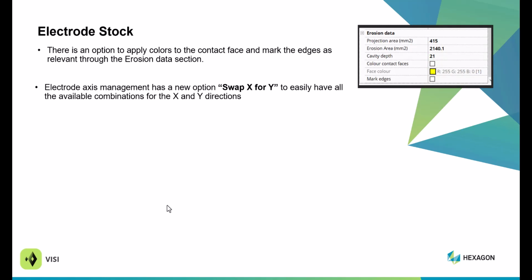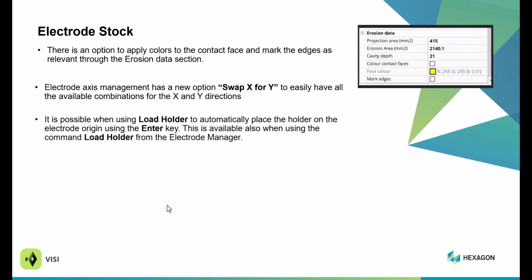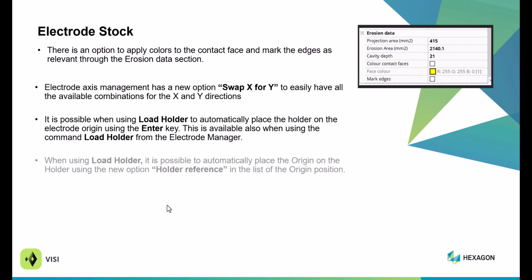Within the electrode axis management, there are some options to swap X and Y to easily have the combination of an X and Y direction. It is also possible to load a holder and automatically place the holder as the electrode origin by pressing the Enter key. There is also an option to say load holder from Electrode Manager.